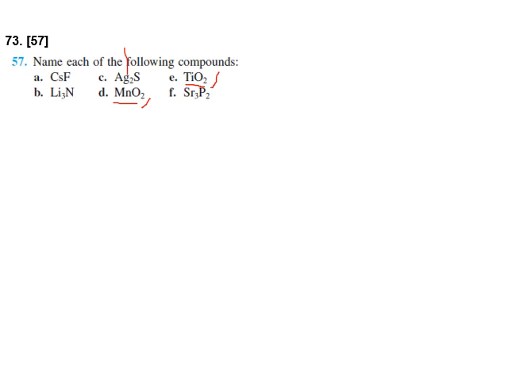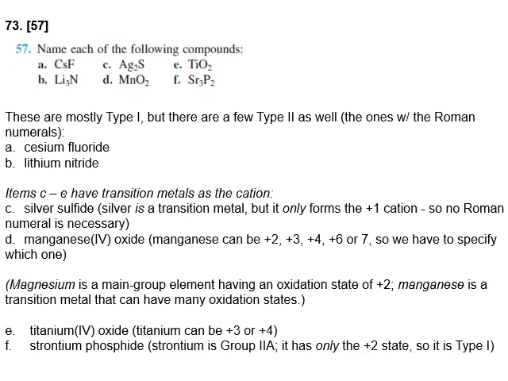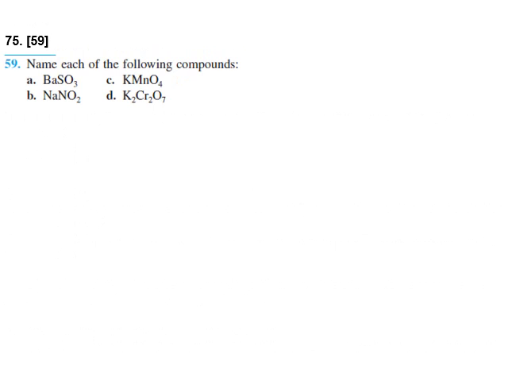And for F, we're back now. This is no longer type 2. This is back to type 1. So you don't have to worry about the 3 or the 2. You just write strontium phosphide. Phosphide comes from phosphorus, and strontium is what is symbolized here by this Sr. It's not St, it's Sr. Okay, next slide. And you can pause here and look at the answers. Let's go to the next slide.